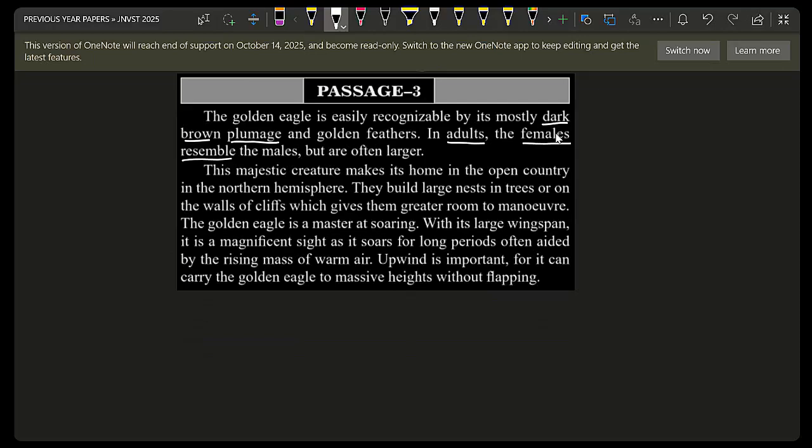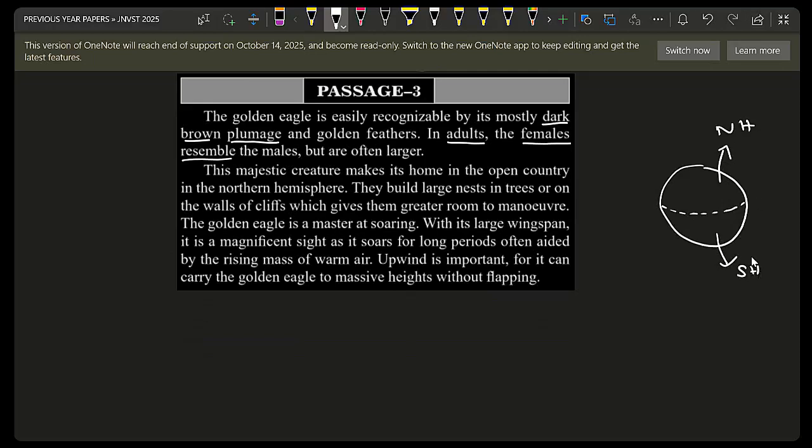This majestic creature makes its home in the open country in the northern hemisphere. So this is the globe, Earth, and this is the equator. It is running around like a circle. The equator is dividing the globe into two parts. This is called the northern hemisphere, and this is called the southern hemisphere.